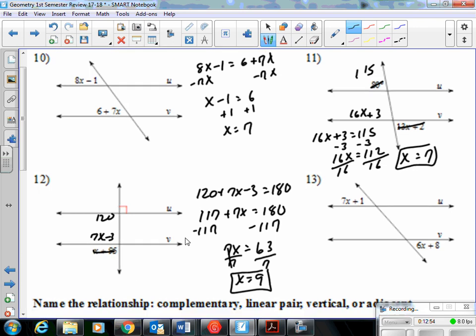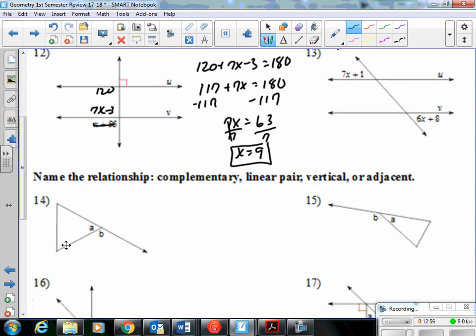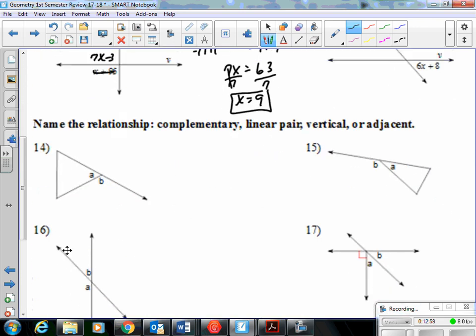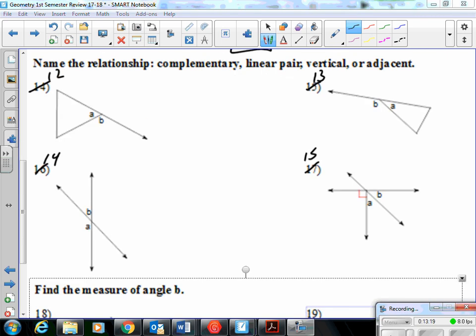All right, let's skip number 13 here. I think everything else matches up. Just that section changed when I modified it before I gave it to y'all. Somehow the modification didn't stick here. All right, so this is actually 12, 13, 14, and 15. Number 12 through 15, name the relationship: complementary, linear pair, vertical, or adjacent.